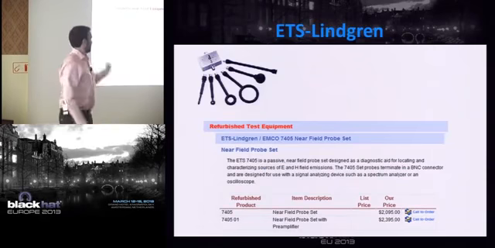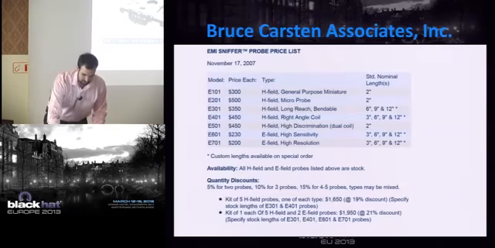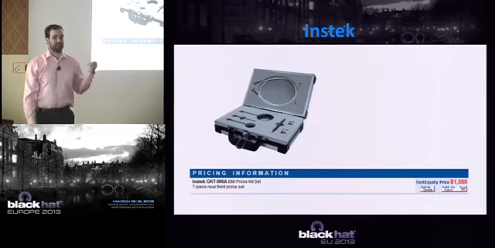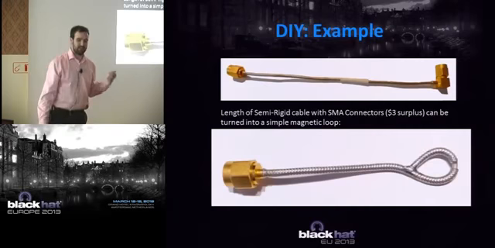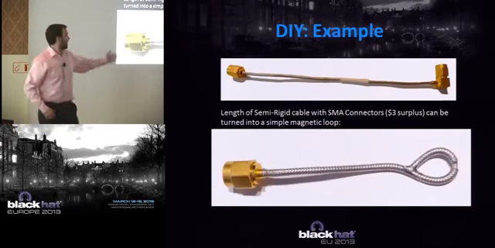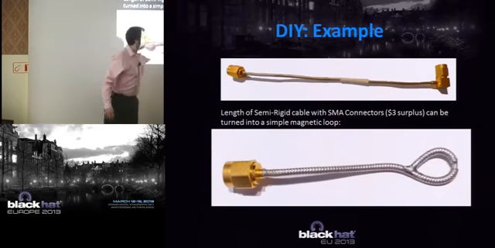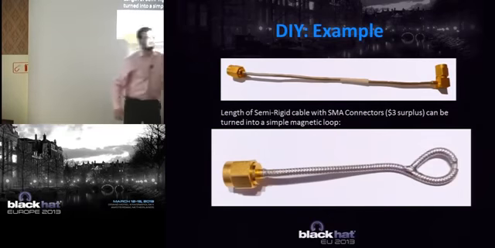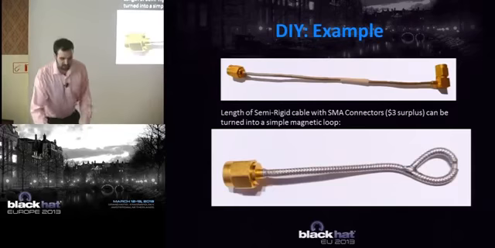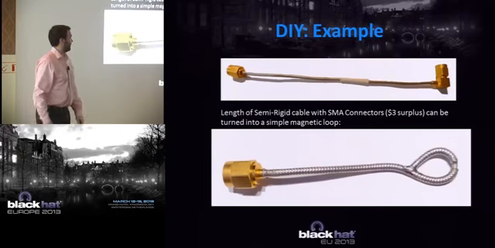But when you start to look at them and look at ones other people are using, you start seeing prices like $2,000, and it just doesn't seem very nice. But what you have to realize is that most of these probes are nothing more than a piece of semi-rigid cable looped around, soldered to itself with a bit of a slot to actually pick up the field. So you can do this for like $3 if you buy one of these cables off eBay.